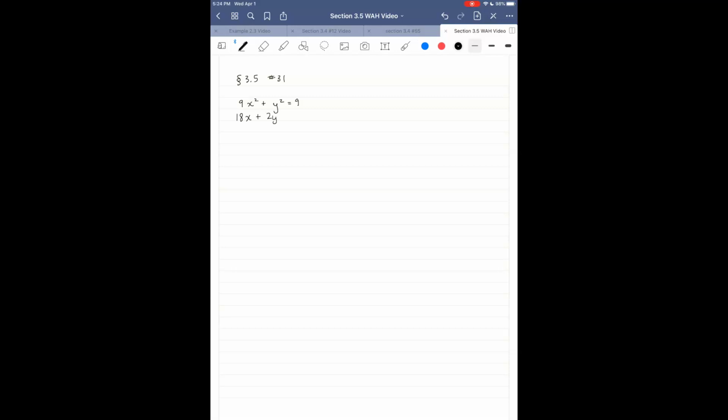So the derivative of 9x squared using the power rule is 18x. The derivative of y squared, remembering that y is itself a function of x, is 2y times, whoops, I was going to use y prime notation, times y prime.